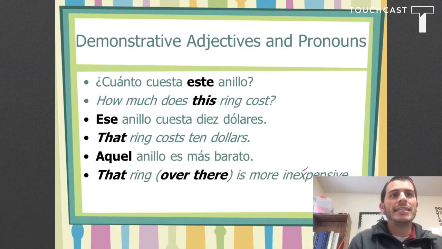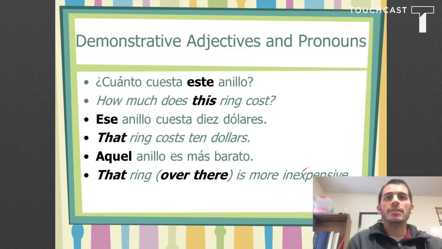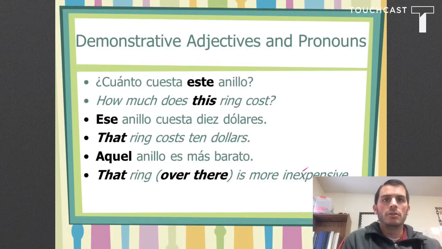¿Cuánto cuesta este anillo? How much does this ring cost? Ese anillo cuesta $10. Aquel anillo es más barato. All of them had the word anillo, but este, ese, and aquel refer to a ring that is close to, farther from, or very far away.